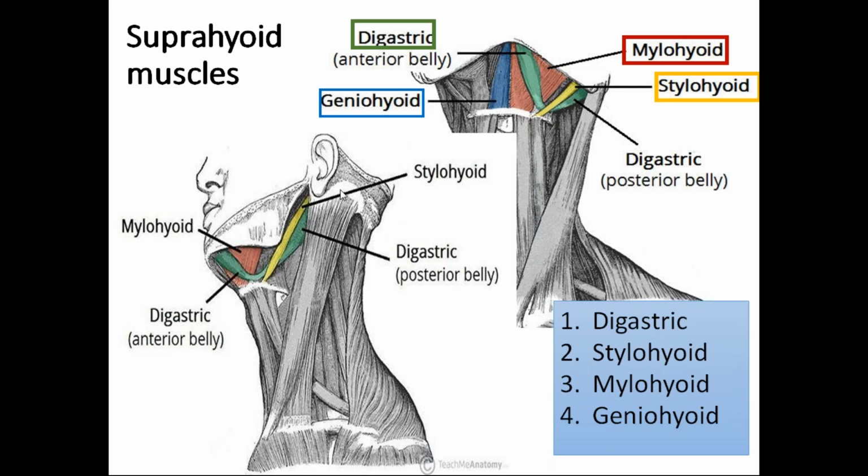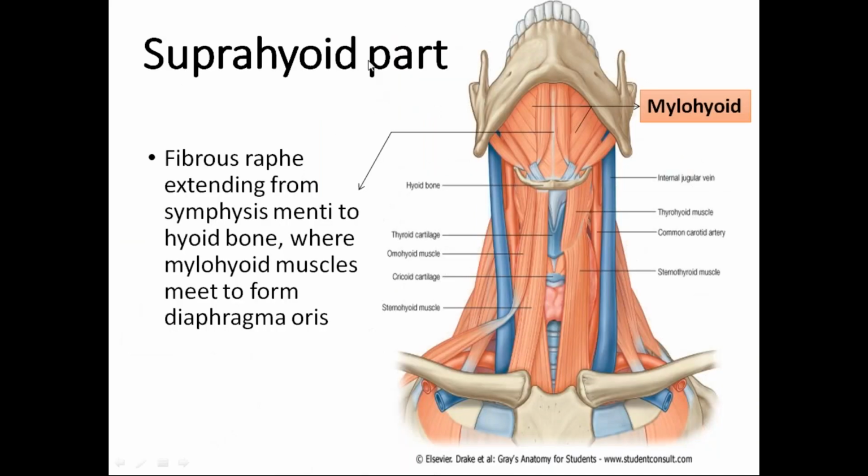Okay, so now if you go to the next thing, the suprahyoid part, you can identify this muscle. This muscle is the mylohyoid, and here is the anterior belly of digastric. Now you can see a fibrous raphe extending from symphysis menti to the hyoid bone, where the two side mylohyoid muscles meet to form the oral diaphragm or diaphragma oris. Okay, so that's about the suprahyoid part.